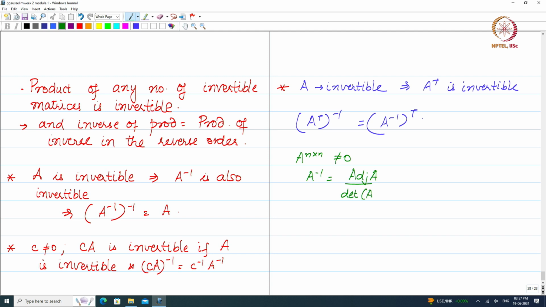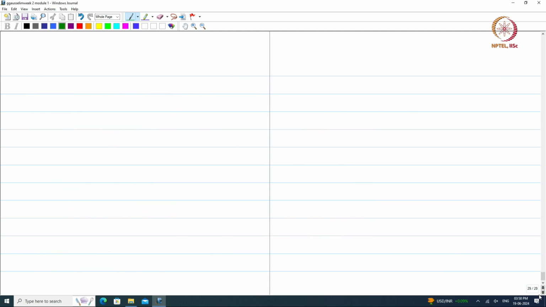For a 2 by 2 invertible matrix A, that is A11, A12, A21, A22, the adjoint of A is equal to A22, minus A12, minus A21, A11. That is, swap the diagonal elements of A and change the signs of the off-diagonal elements of A. As you see, A22 and A11 are interchanged, and A12 and A21 have their signs changed. For a 2 by 2 matrix, it is easy to find the inverse.